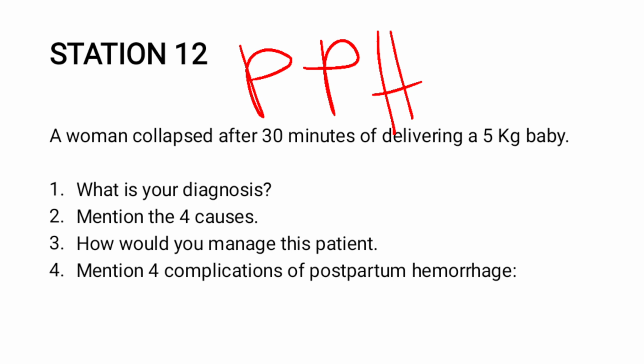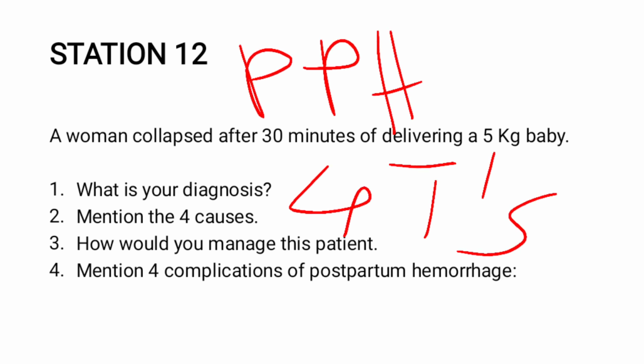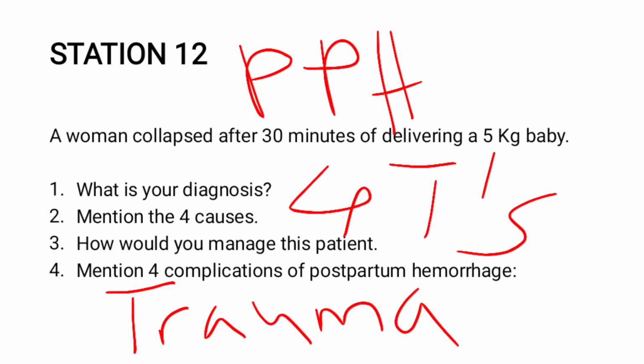Then the other T. So we have the 4 Ts. Let me just write here. We have done one T, which is tone. Then the other is trauma. So under trauma, we have lacerations, so vaginal tears, an example of trauma. Then under tissue, an example is retained placental tissues. And then lastly, we have thrombosis, where we have coagulopathy. Those are some of the causes of PPH.